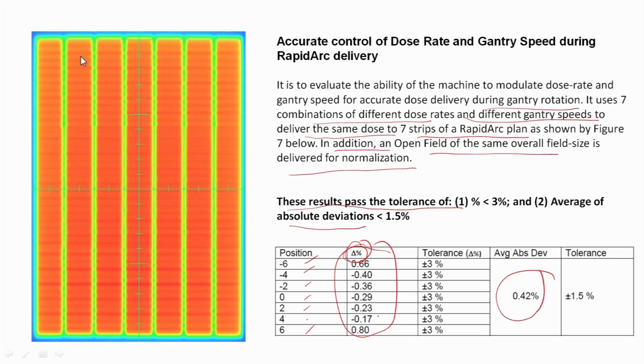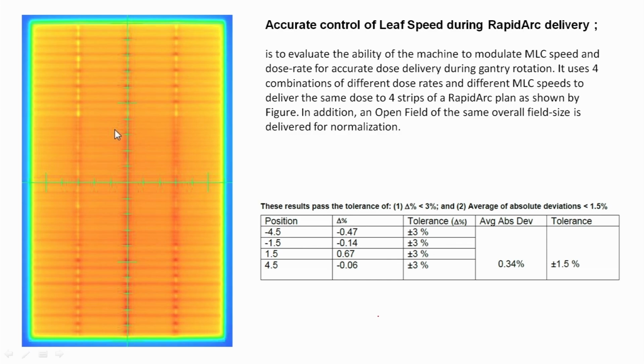You can see in the picture there is no abnormality. So visually also you can see the variation in your dose rate and your gantry speed. During this variation, MLC has reached its planned position, showing accurate control of leaf speed during the rapid arc delivery. Again I want to explain that MLC keeps on continuously moving because it's a dynamic MLC.